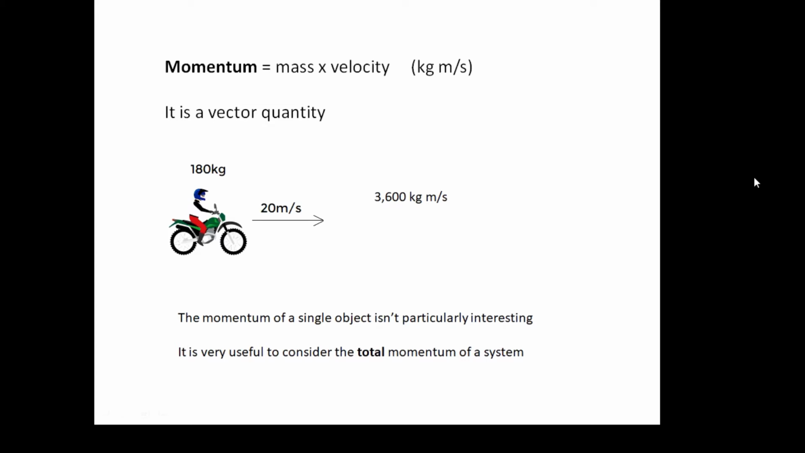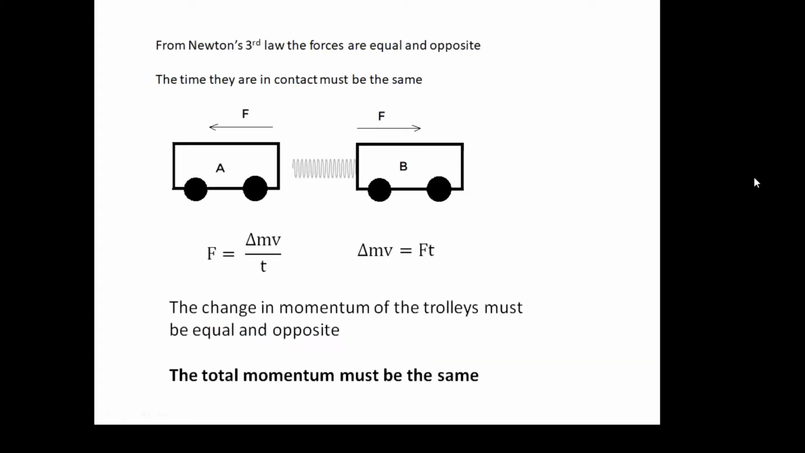Now, the momentum of an object isn't particularly interesting, not particularly useful. Momentum becomes useful when we consider the total momentum of a system of several objects, because there's something very interesting, very important about that. Consider this: from Newton's third law, the forces on these two trolleys is equal and opposite. Okay, trolley A and trolley B.